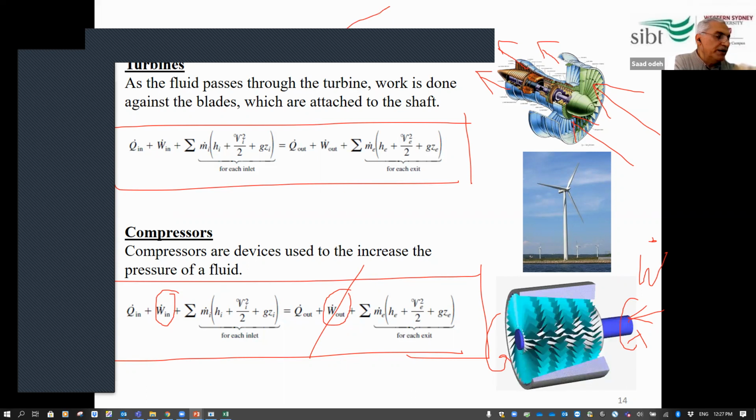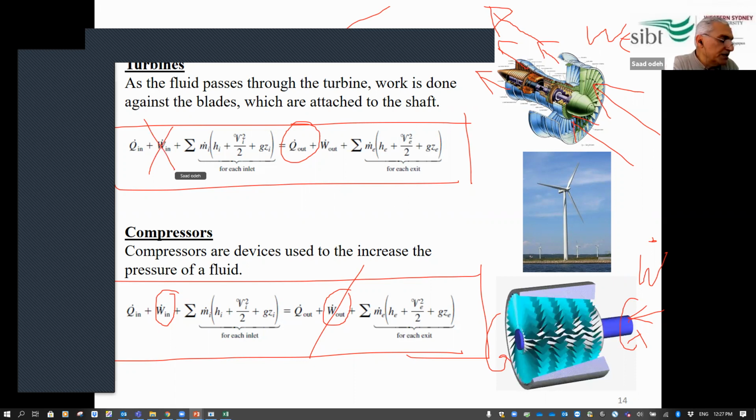So if you look at the turbine, we are generating actually work from the turbine. That's why actually we use turbine. So there is work here. So work exit. So therefore I cannot remove the Q out.